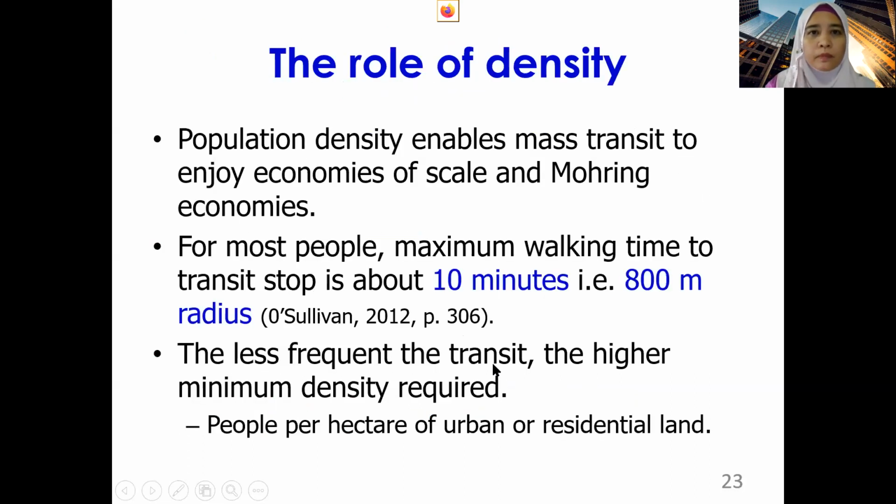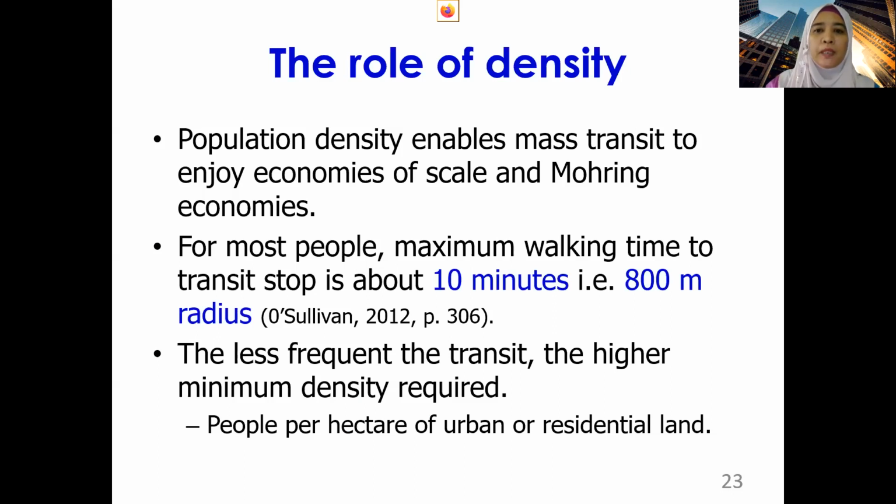Good. Now, the role of density. The role of density in terms of mass transit. Is it important? Is it not important? Okay, so this slide will discuss. Population density enables mass transit to enjoy economies of scale and Mohring economies. So, density is important. Density is good for ridership.